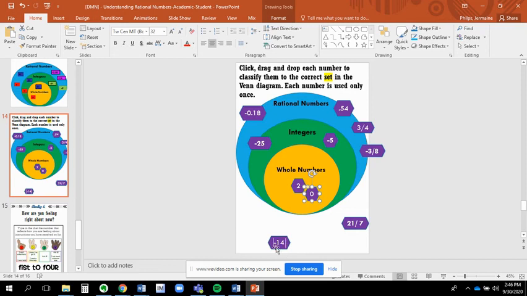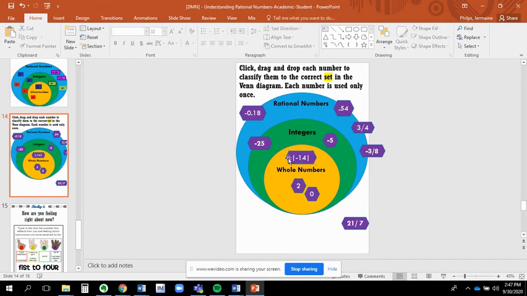These straight lines represent absolute value. So every time I see those straight lines, that means absolute value. Remember, absolute value is measuring our distance from 0. And because of that, we know that absolute value is always positive. So the absolute value of negative 14 is positive 14, which makes it a whole number, integer, and a rational number. Now, this last one is tricky.